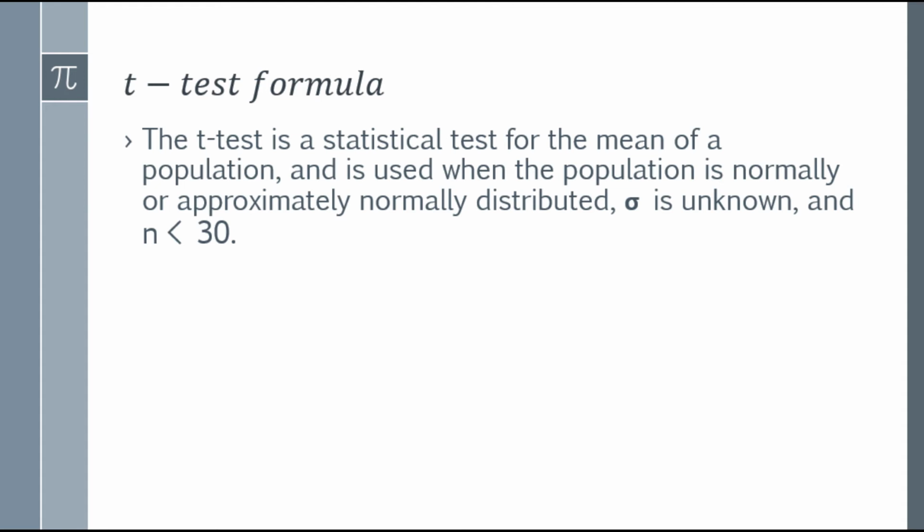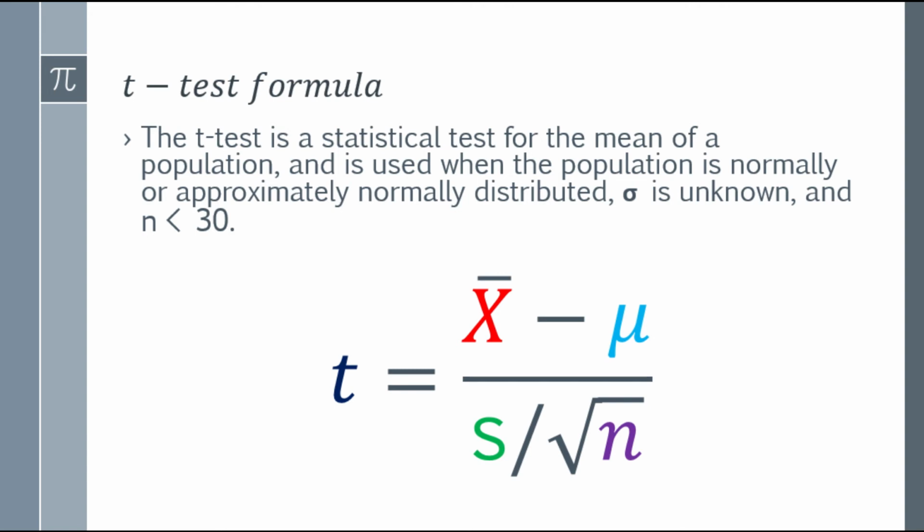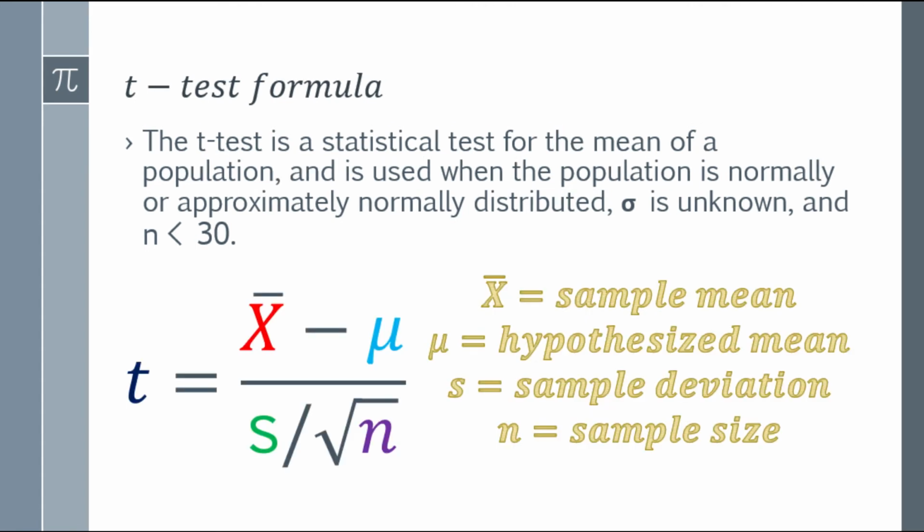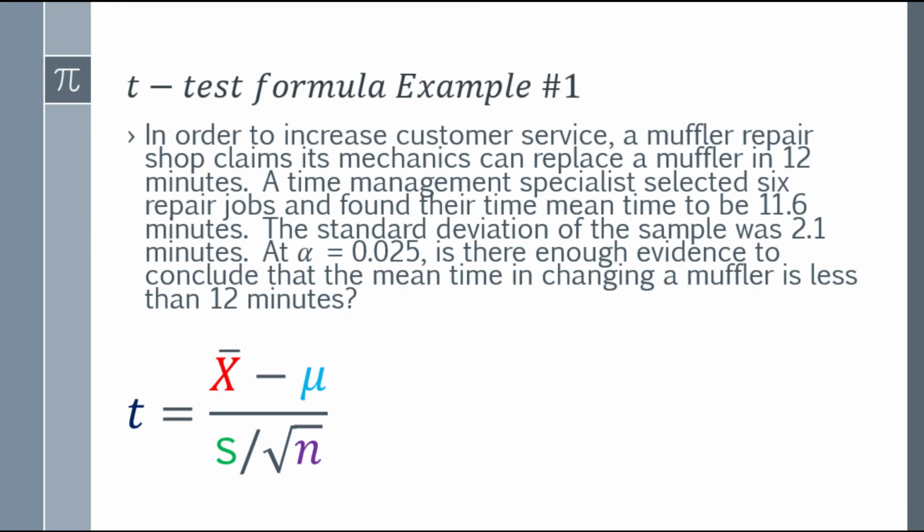So, ano ba yung t-test formula? T is equal to the sample mean minus yung hypothesized mean. Yun sa numerator. At the denominator naman will be the sample deviation over square root ng sample size. So let's have the first example.